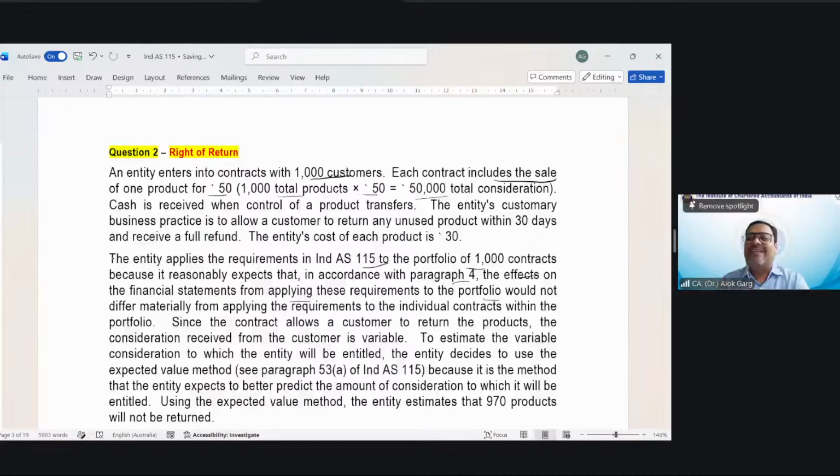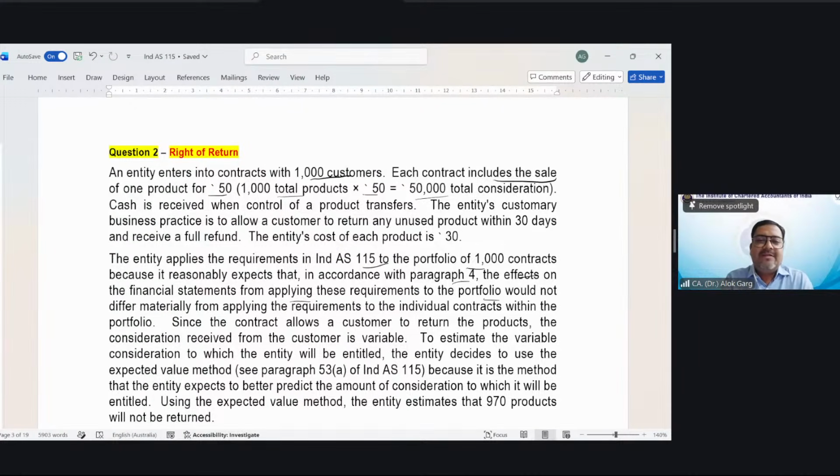What is this line saying? This line is saying something simple. You have a portfolio of 1000 customers. Every customer will not return the goods. So you have to apply your best estimate on the entire portfolio. Out of 1000 customers, how many do you expect will come back and return the goods?